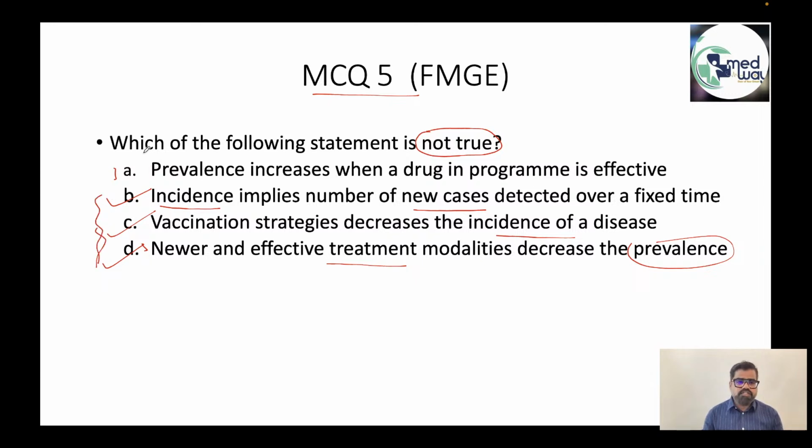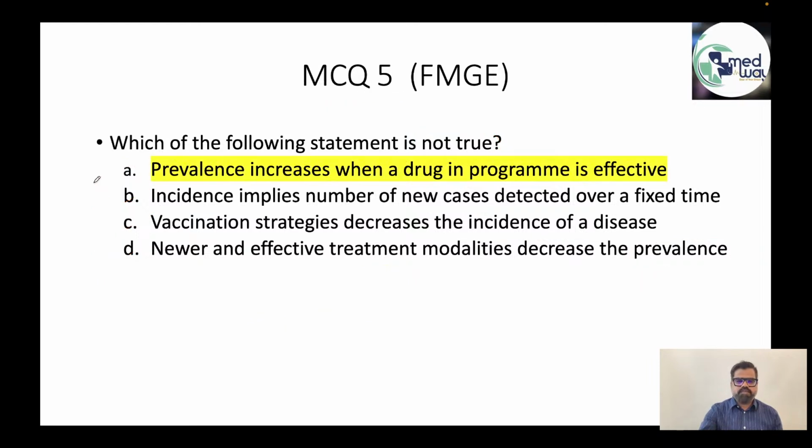Can we see the first one again? Prevalence increases. So it is saying prevalence will increase when the drug in a program is effective. But when we have a good, effective drug, it will cure the disease. So prevalence should decrease, not increase. So in this question, this is incorrect, right? So the answer is A.